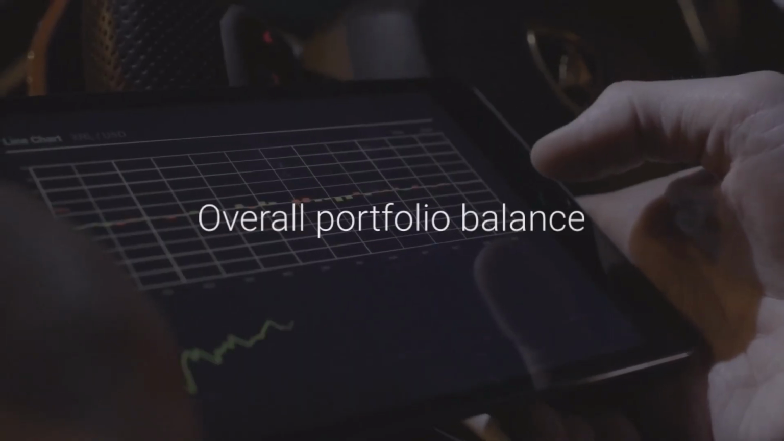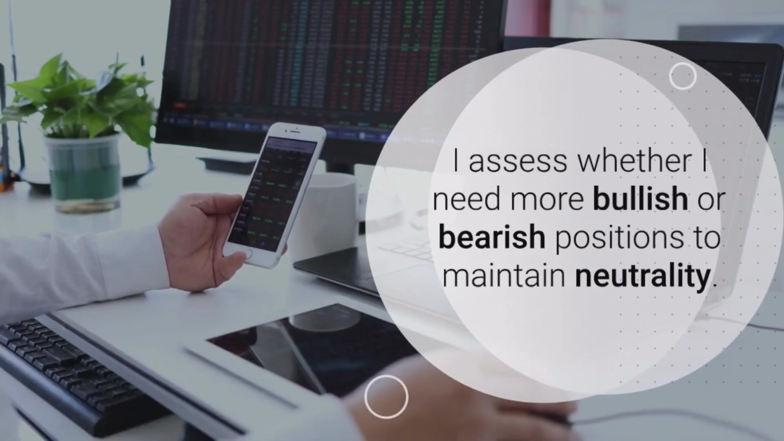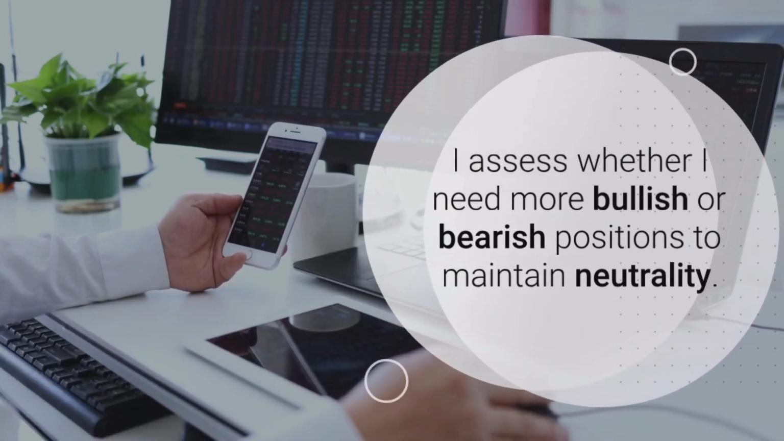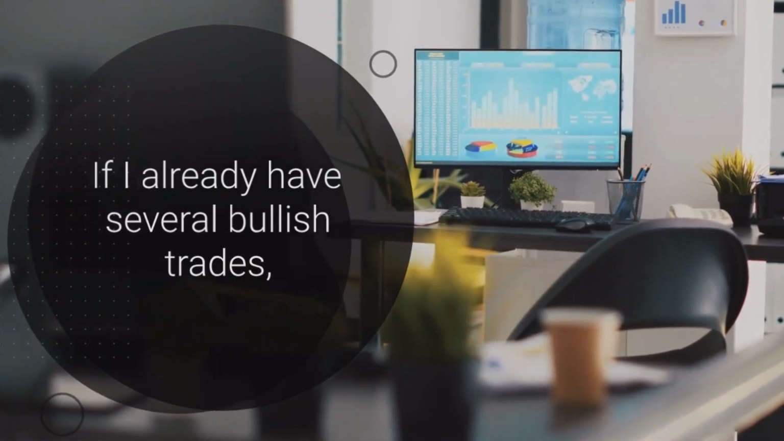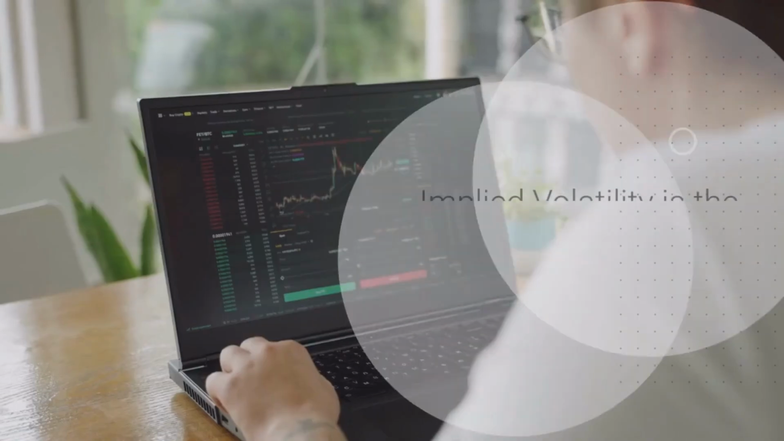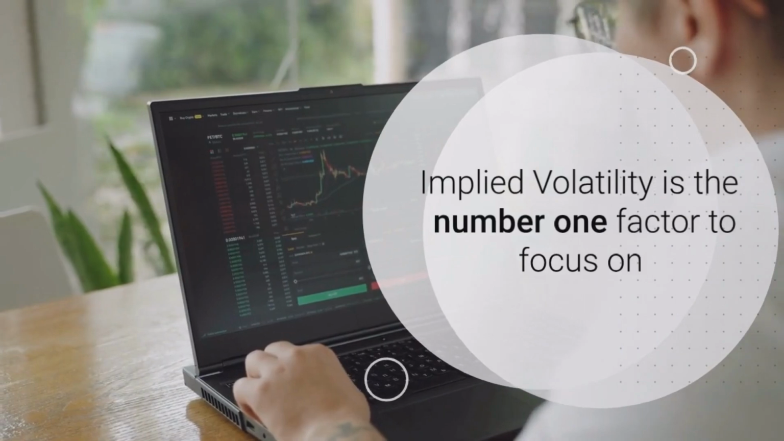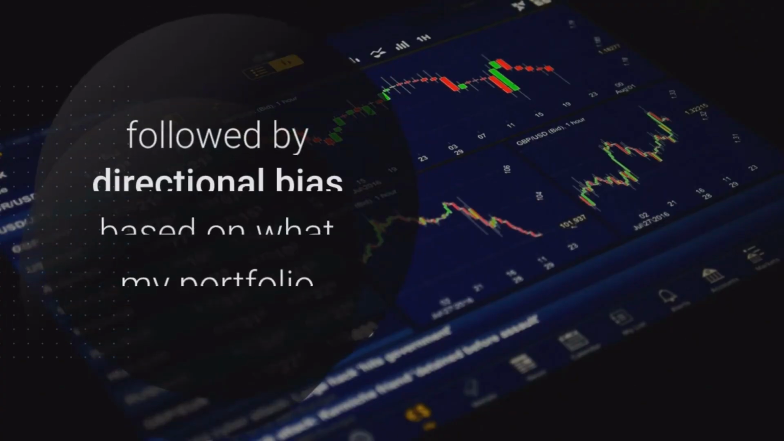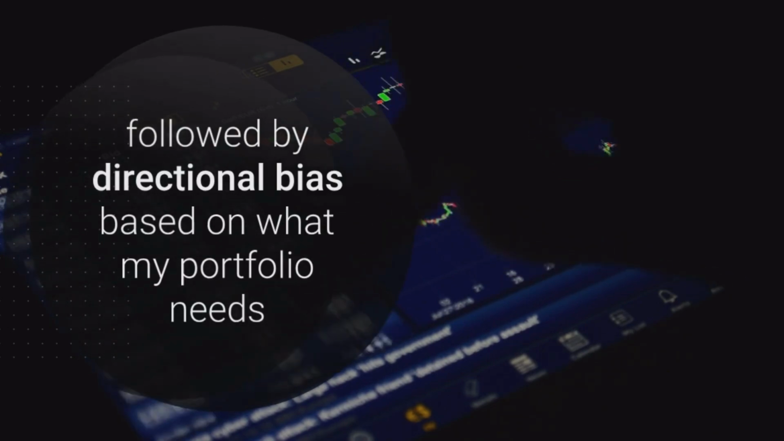Finally, I always consider my overall portfolio balance. I assess whether I need more bullish or bearish positions to maintain neutrality. For example, if I already have several bullish trades, I might choose a bearish strategy to balance my portfolio. The bottom line is that implied volatility is the number one factor I focus on, followed by my directional bias based on what my portfolio needs.